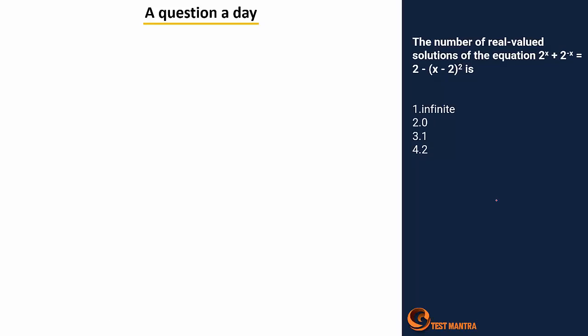The number of real valued solutions of the equation 2 raised to x plus 2 raised to minus x is equal to 2 minus (x minus 2) whole square is. Okay. So it's a basic analysis based question. My values given are 2 raised to x plus 2 raised to minus x is equal to 2 minus (x minus 2) whole square. Right?